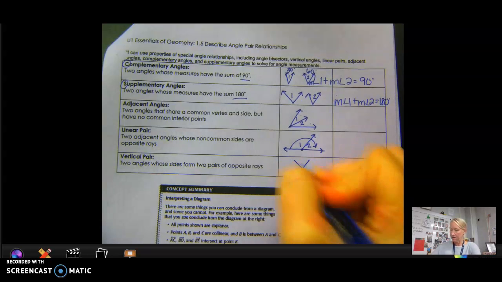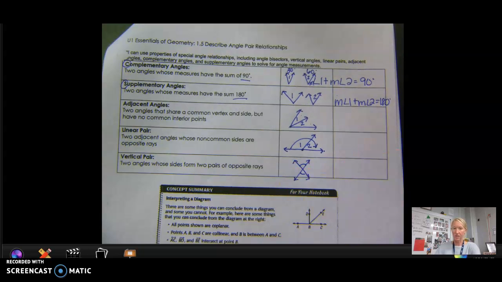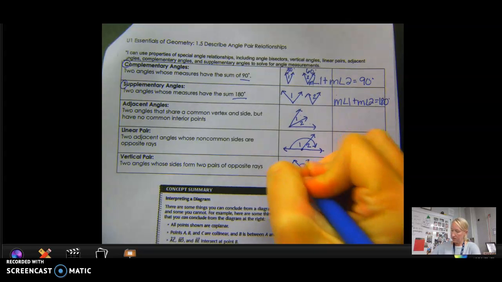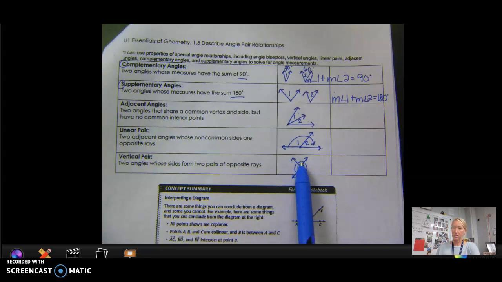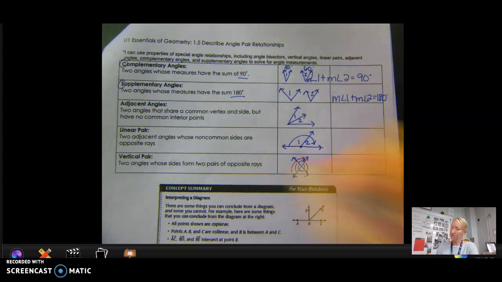Vertical angles, so we have two lines. It would be the angles across from one another. So those two angles are vertical. These two angles are vertical. And if you notice, this has one arc and that has one arc. So vertical angles are equal to one another. So those two angles are equal to one another. This has two arcs and two arcs. Those two are equal to one another. That does not mean this angle and this angle are equal to one another. However, if you notice, these two angles together make 180 degrees.